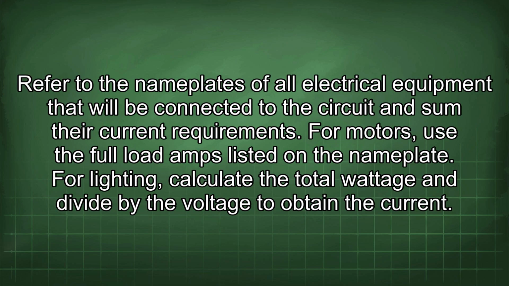Accurately determining the connected load is crucial. Refer to the nameplates of all electrical equipment that will be connected to the circuit and sum their current requirements. For motors, use the full load amps listed in the nameplate. For lighting, calculate the total wattage and divide by the voltage to obtain the current.